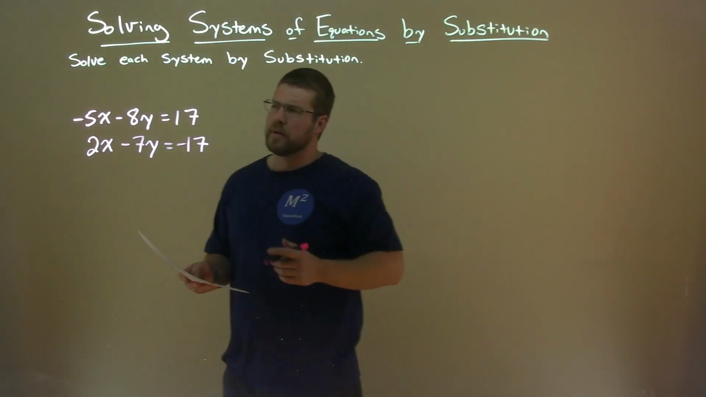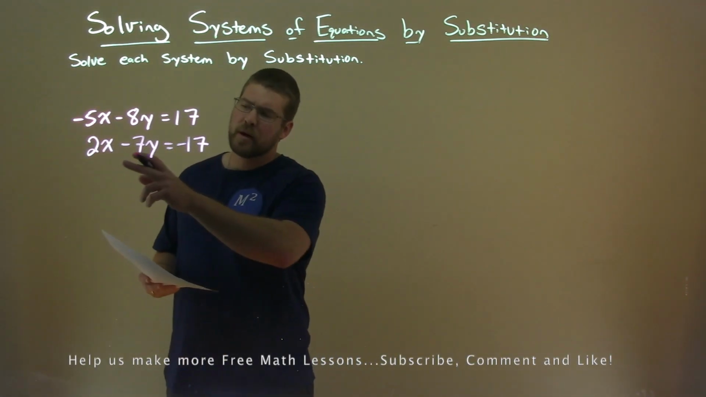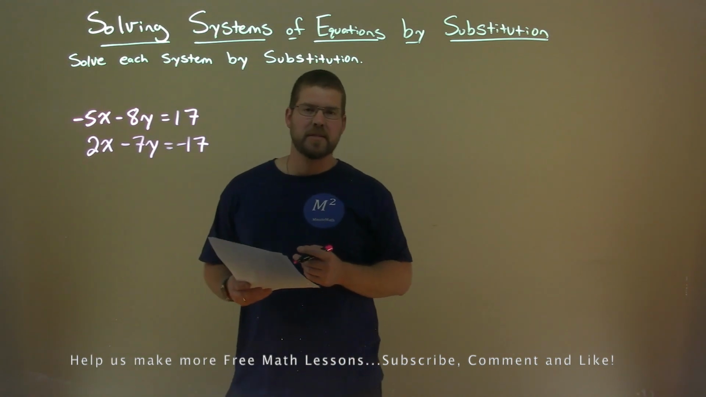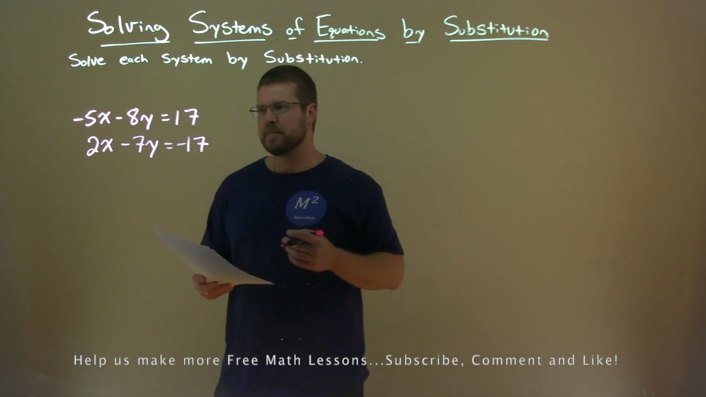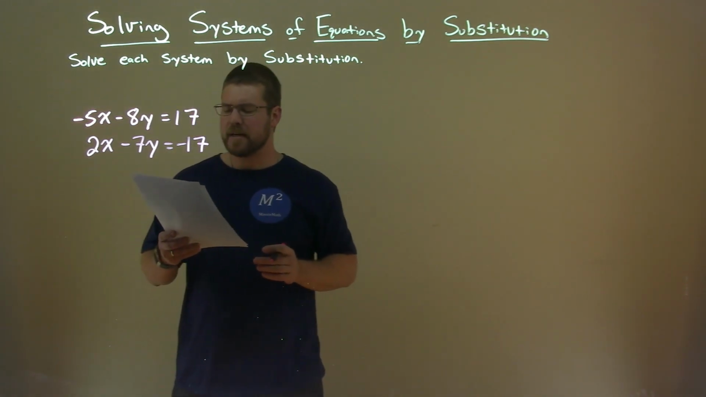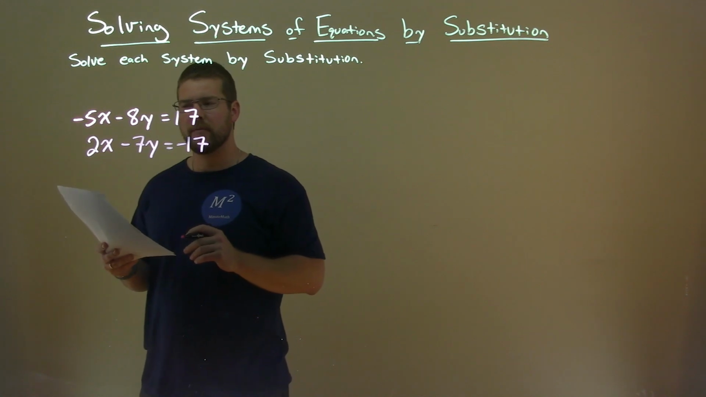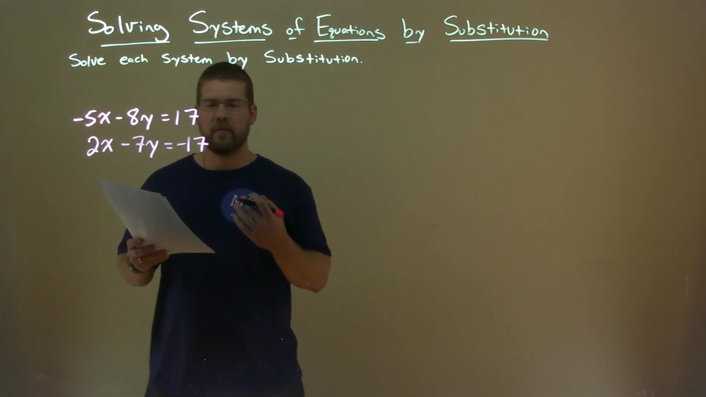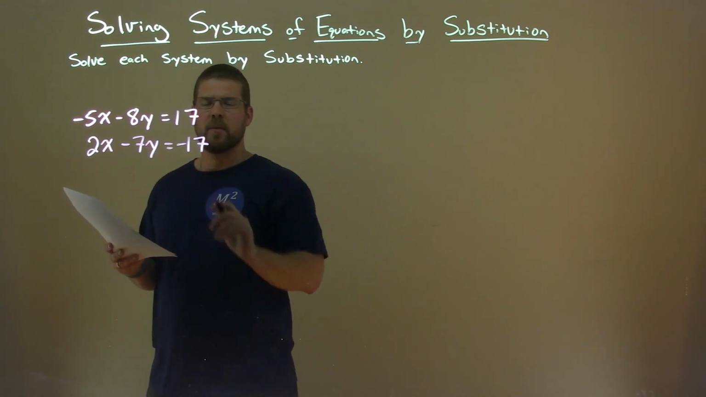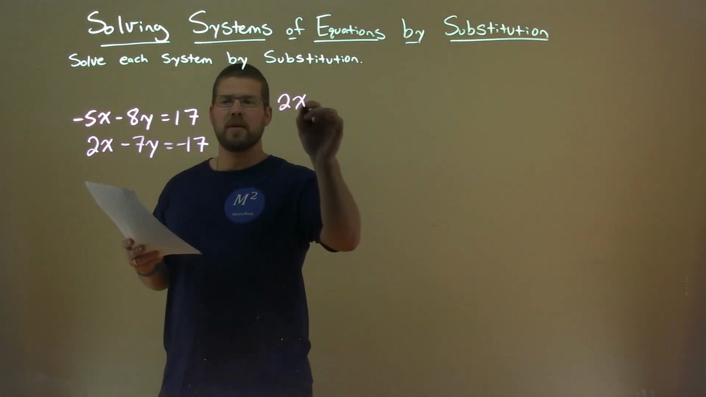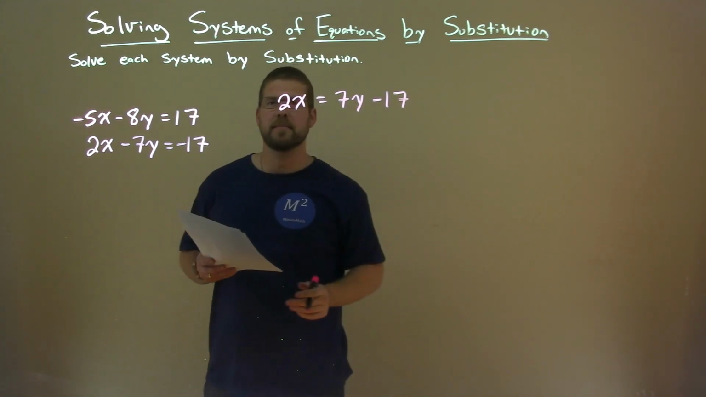We're given this problem here, minus 5x minus 8y equals 17, and 2x minus 7y equals a negative 17. And we want to solve the system by substitution. Well, I want to get a variable by itself. And the easiest way to do it, I think, is with the second equation. And I think I can get x by itself fairly easily. So to do that I have to add a 7y to both sides. So that gives us 2x equals positive 7y minus 17.